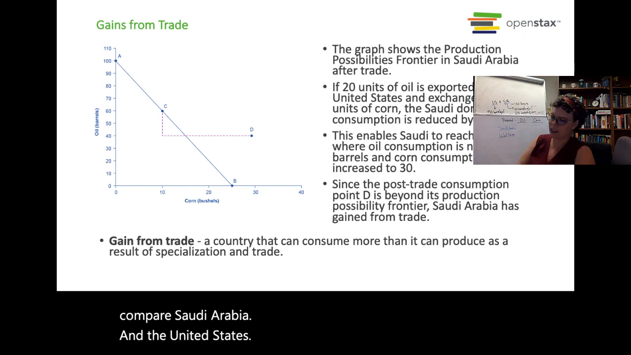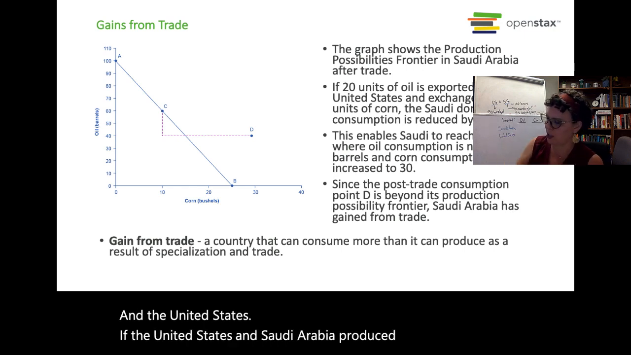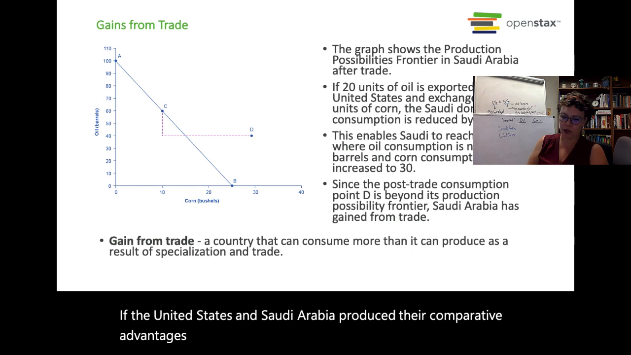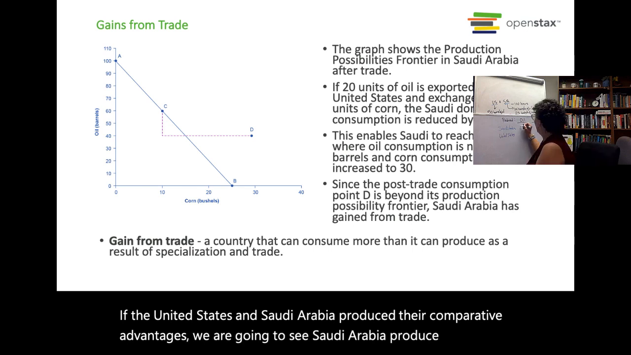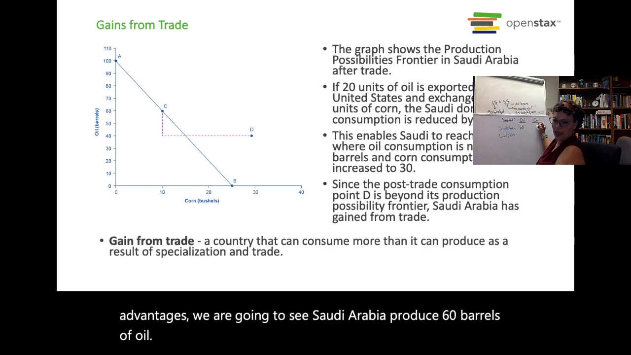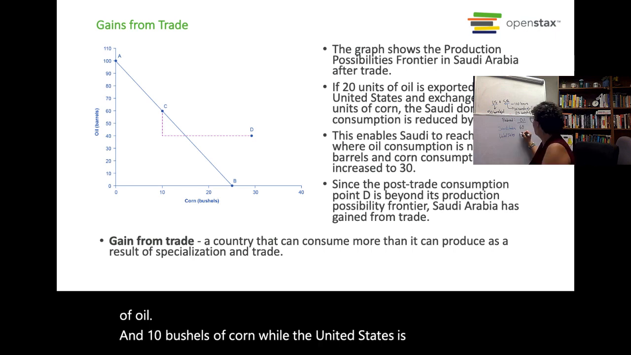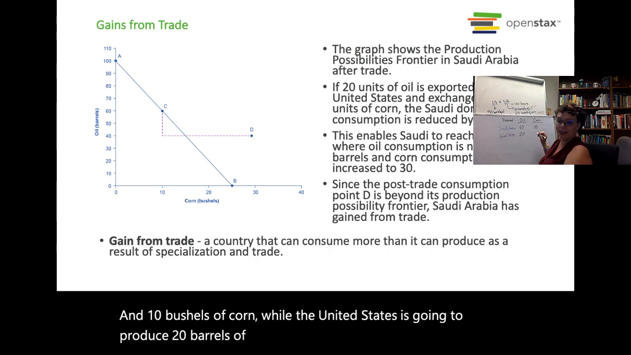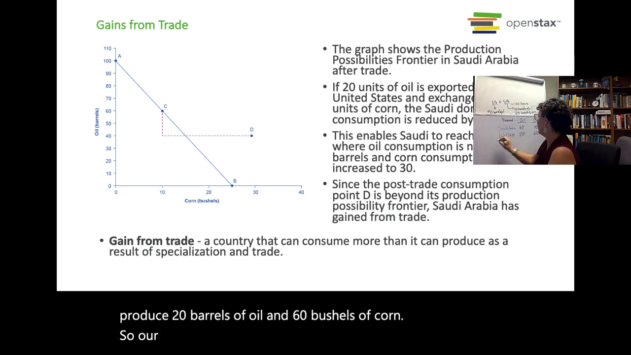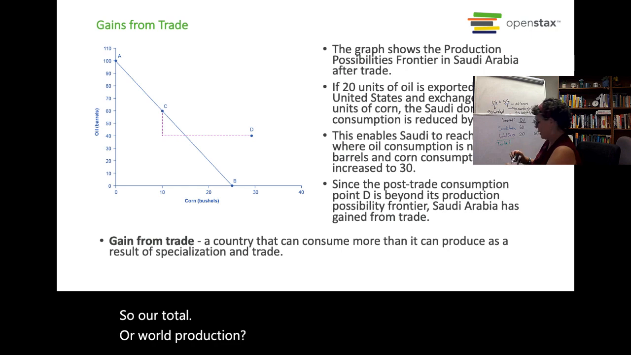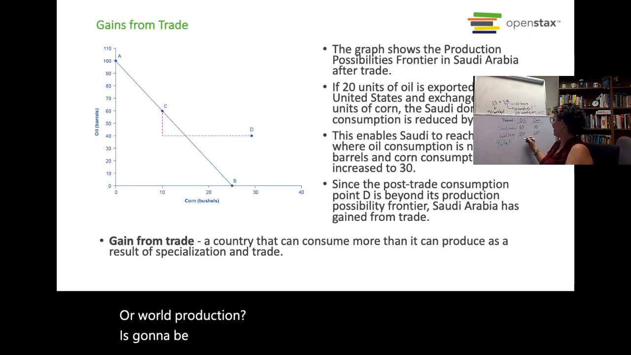If the United States and Saudi Arabia produce to their comparative advantages, we are going to see Saudi Arabia produce 60 barrels of oil and 10 bushels of corn, while the United States is going to produce 20 barrels of oil and 60 bushels of corn. So our total or world production is going to be 80 barrels of oil and 70 bushels of corn.